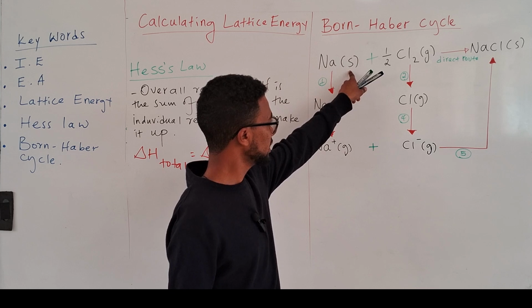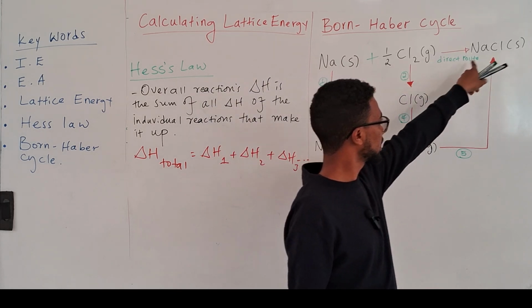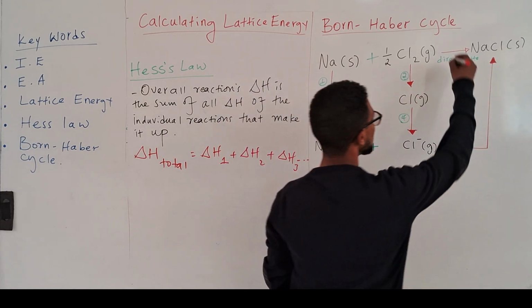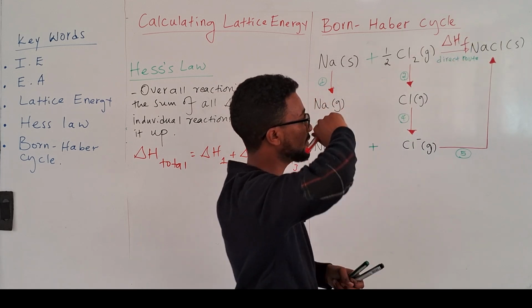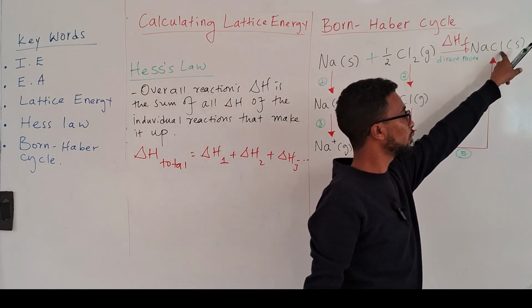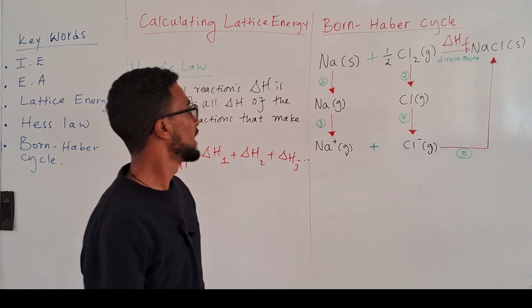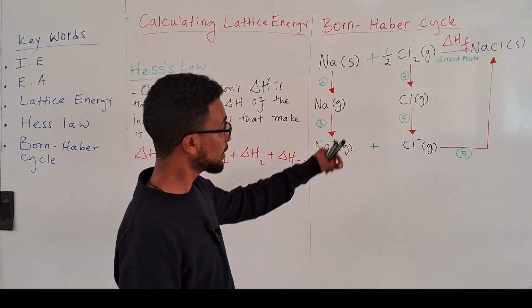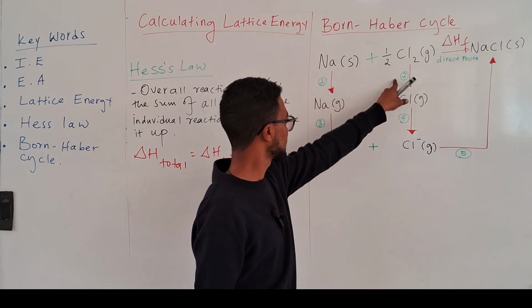Okay, so as you can see in this reaction, 1 mole of sodium solid plus 1 mole of chlorine gas will react to give 1 mole of sodium chloride solid directly. This is called enthalpy change of formation. This is the enthalpy change for the formation of 1 mole of sodium chloride solid from its constituent elements. This is the direct route, but this is not always the case. 1 mole of sodium chloride solid can be formed in 5 steps.